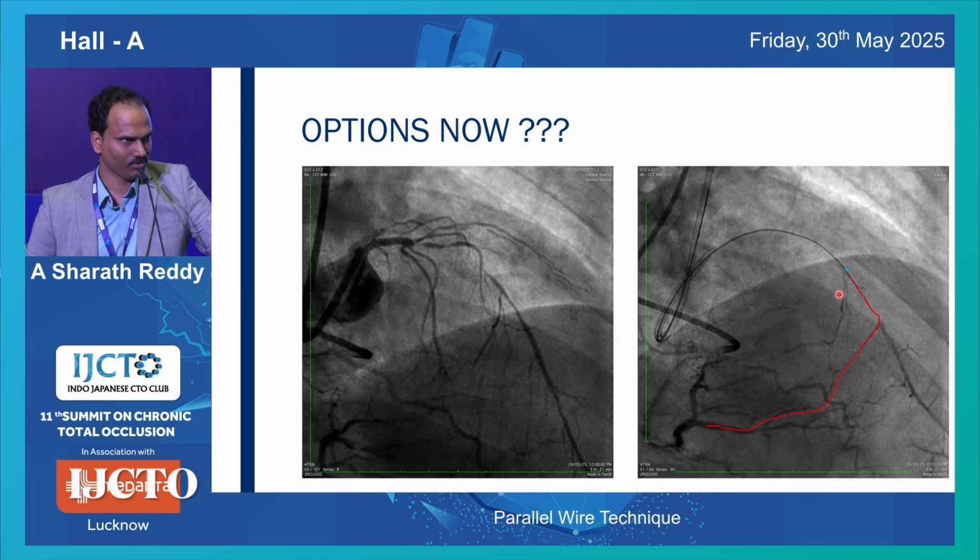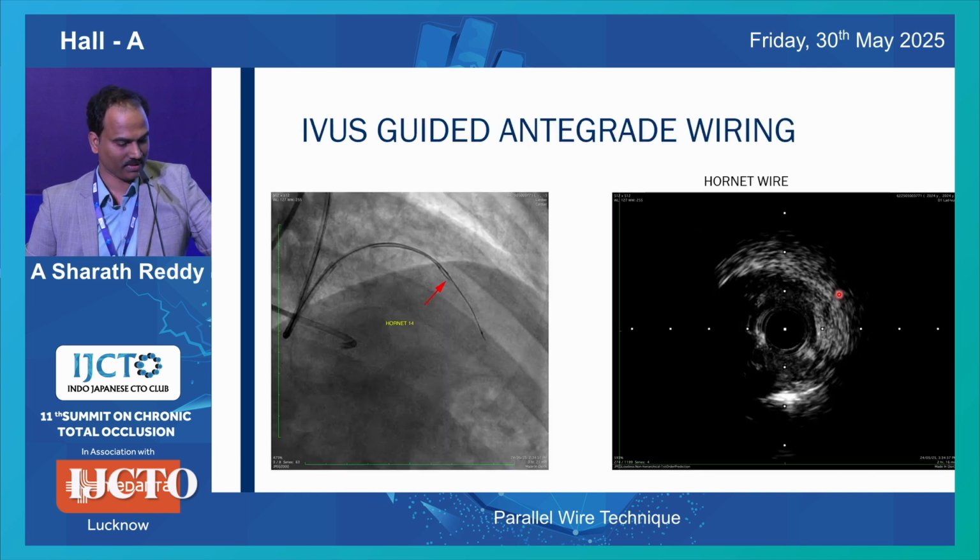So then what to do? See, either you can go retrograde, or you can bring an IVUS catheter on those wires, and you can do IVUS-guided antegrade wiring, or a tip detection ADR if you want to come from subintima to true lumen. So either can be done. So that's what we did.